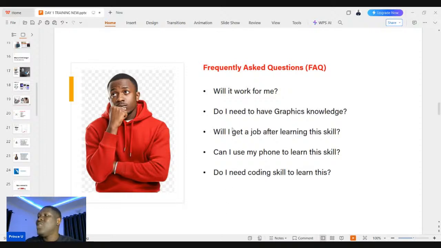Can I use a phone to learn this? Sadly, you can only use a phone to join the class or watch the training, but you need a laptop to practice what you are watching. So you can use a phone to learn, but you can't use a phone to design. You need a laptop. So like I told you Mesoma's story, you can be the next Mesoma or be yourself.